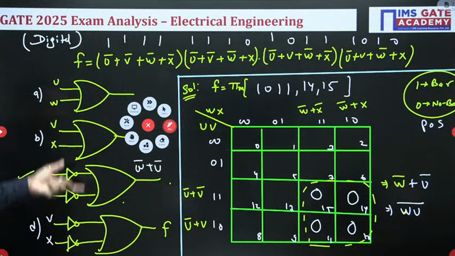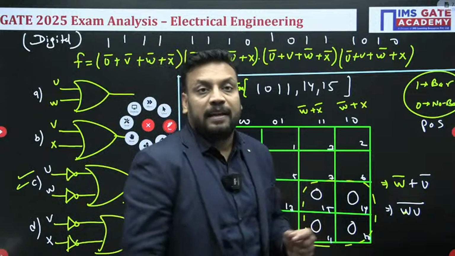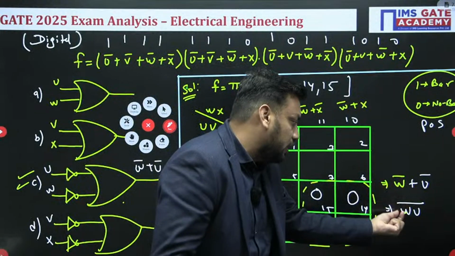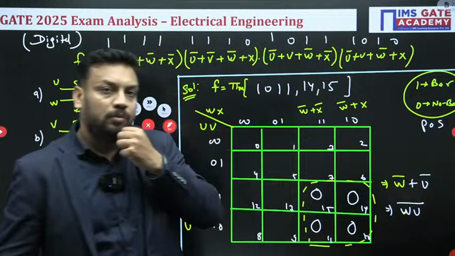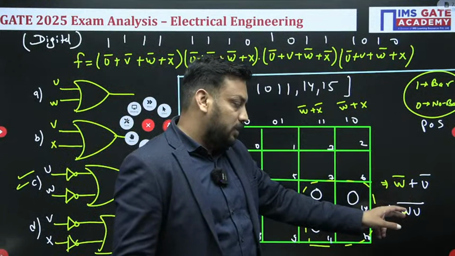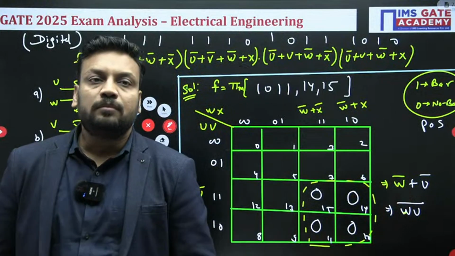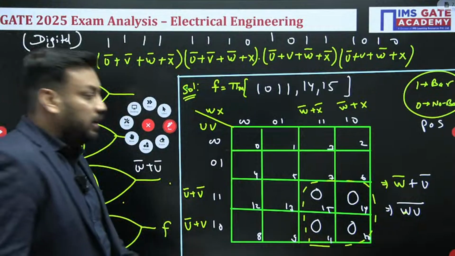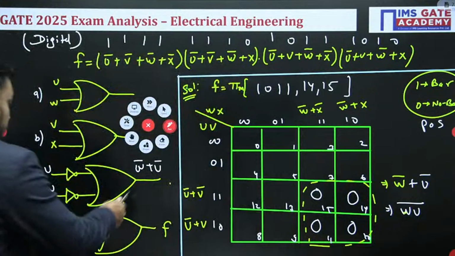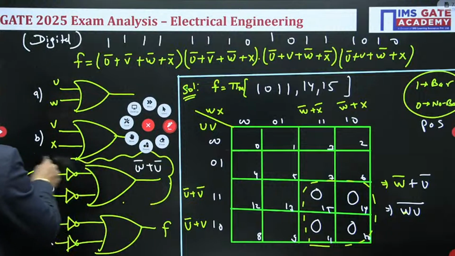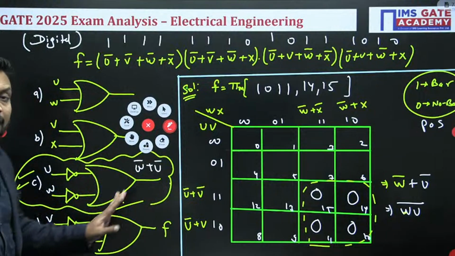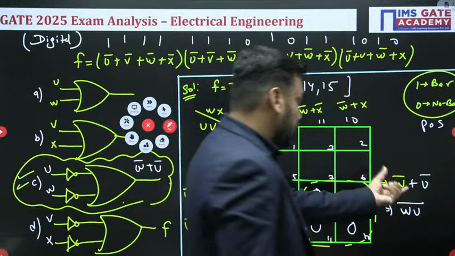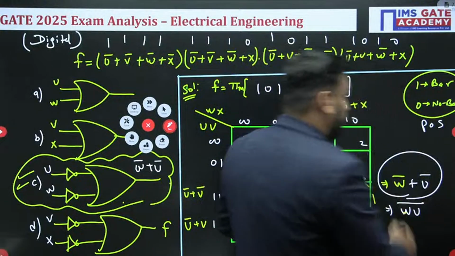And a bubbled OR gate will also give you the NAND gate, so you can write the equivalent as W U whole bar also, because when you open it again after De Morgan, you will again get the same. So I hope many of you already attempted this question correctly. So here this is the correct option, guys. In whichever option this expression was there, that particular answer is nothing but W bar plus U bar.